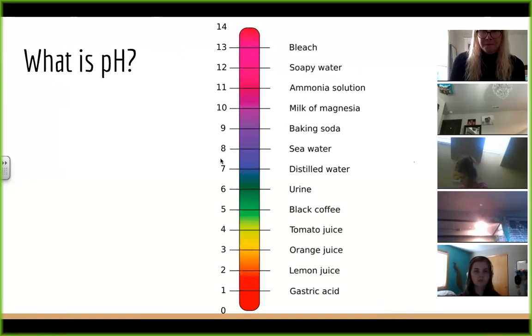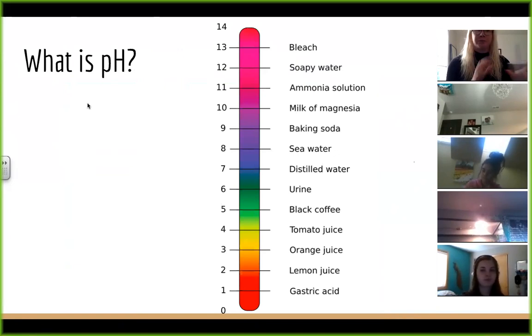Next factor is pH. So type a 1 in the chat if you have seen the pH scale before, you're kind of familiar with it, you know kind of what pH is. Type a 2 if you're like, pH, I've never heard of it, I have no idea what it is.